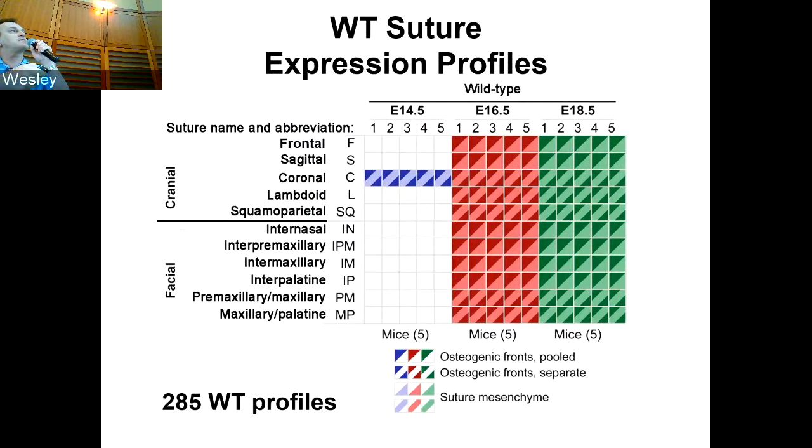Each box is a replicate, so we have five replicates of each sample for statistical robustness when you come to the analysis. Each row, as I said, is a suture, so there are 11 of those at two different ages. And for the 14.5 age, we're including the coronal suture because it forms so early in development and actually fuses fairly early in the mouse.